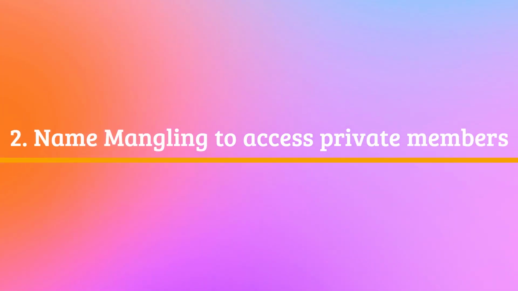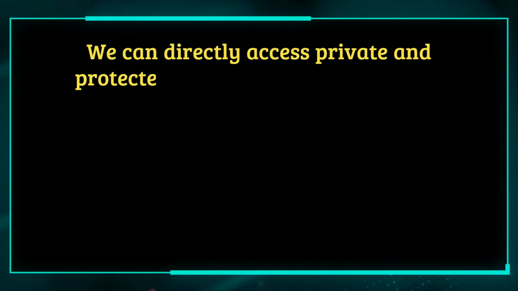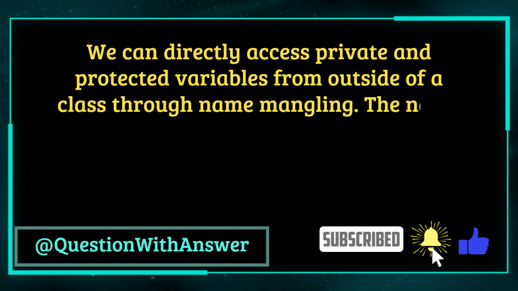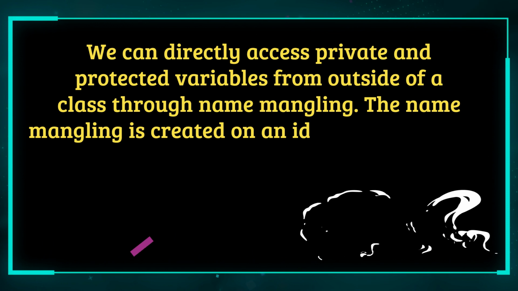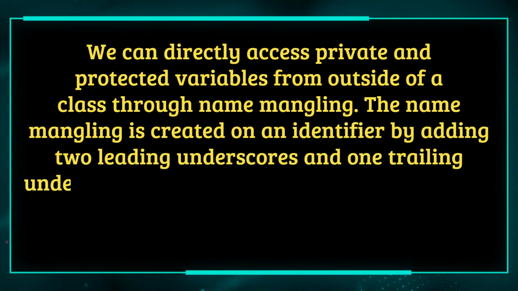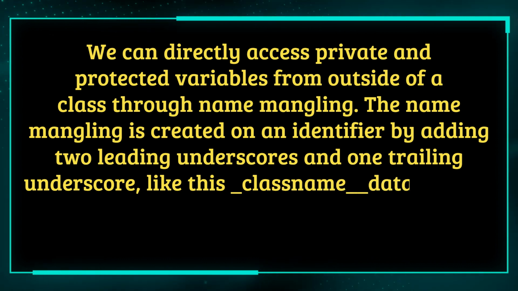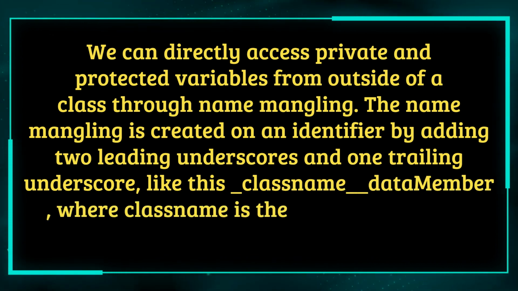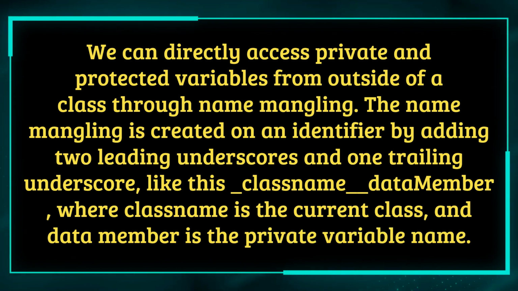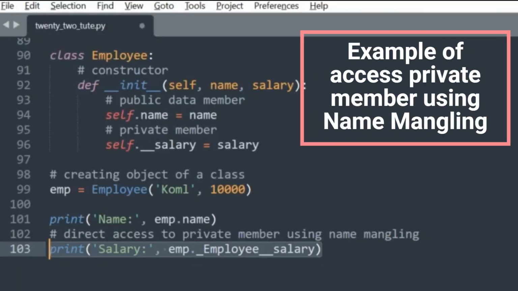2. Name mangling to access private members. We can directly access private and protected variables from outside of a class through name mangling. The name mangling is created on an identifier by adding 2 leading underscores and 1 trailing underscore, like this: _classname__datamember, where classname is the current class, and datamember is the private variable name. This is the example of accessing private members using name mangling in Python.